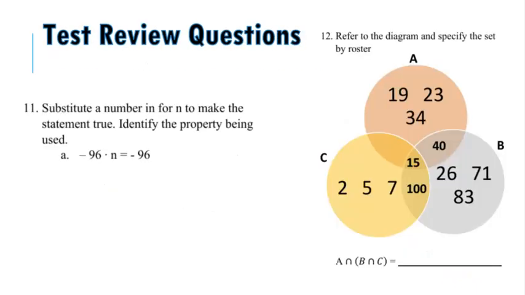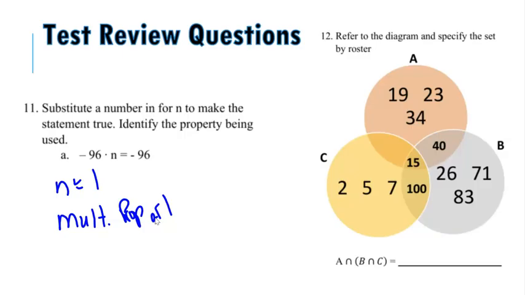Next, substitute the number in for n to make the statement true. Identify the property being used. So in order for negative 96 times a number to give negative 96, I know that n has to equal 1. And the property would be the multiplication property of 1. So it means anything times 1 is itself.